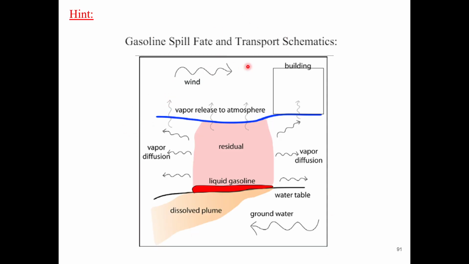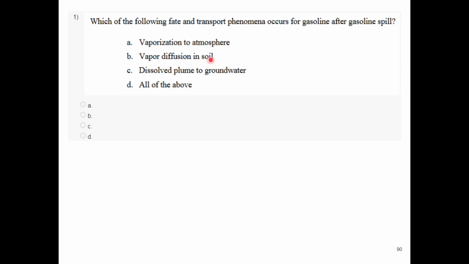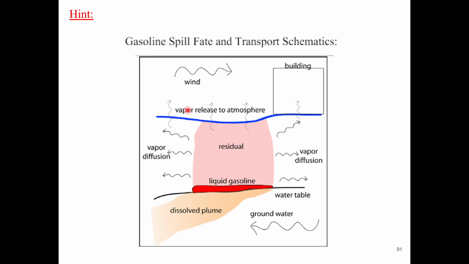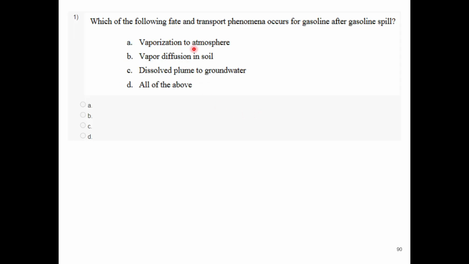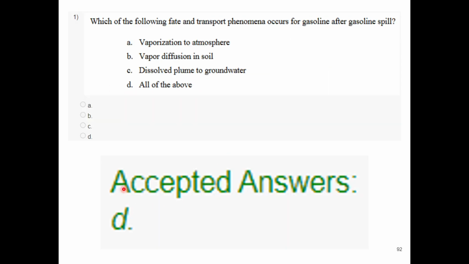So if you remember this slide and this photo, the gasoline spill fate and transport schematics. Based on this, there will be residue in the upper side of the soil, and that will result in vapor diffusion. So vapor diffusion in soil is correct. Secondly, there is vapor released to atmosphere. So therefore, vaporization to atmosphere is also correct. And thirdly, there is a dissolved plume generated. So dissolved plume to groundwater is also correct. So all the three options are correct. That is D, all of the above. So D, all of the above, is the correct option.